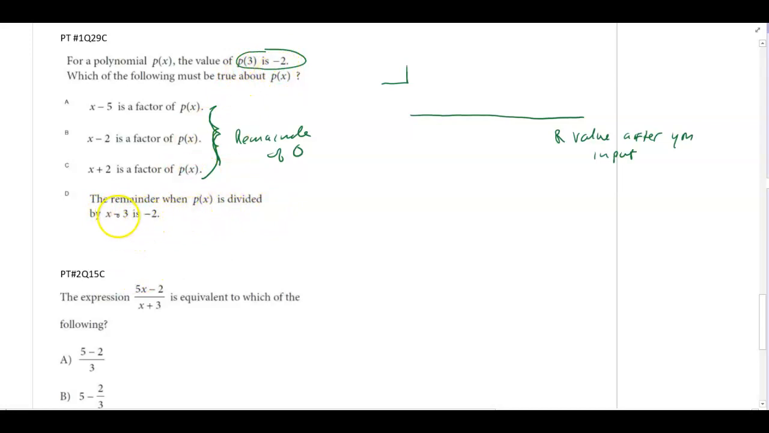But if they tell you p of 3 is negative 2, they say the remainder when p of x is divided by x minus 3. Remember, when you have x minus 3, you always put the opposite in the box. And if you get a remainder of negative 2, that would be the value. So letter D would be your answer here. Remember, if it's a factor, you would have a remainder of 0.